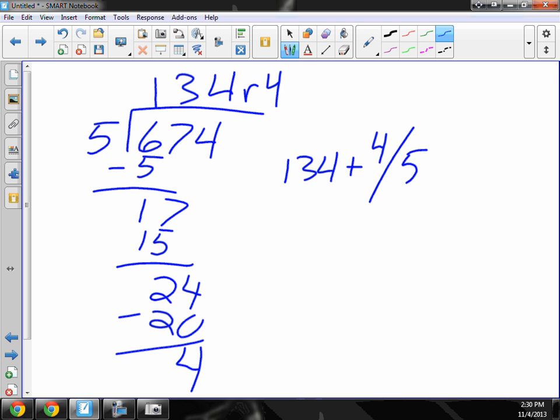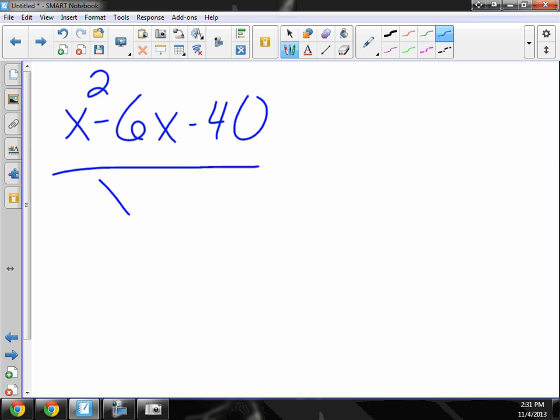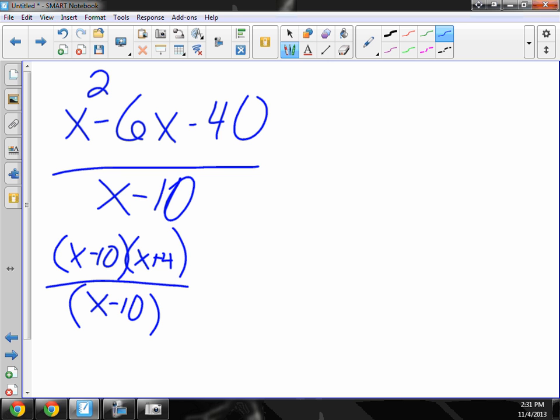Okay? All right. Let's say we had x squared minus 6x minus 40 over x minus 10. We're going to work this problem 3 different ways, one of which will be new. So we can factor this into x minus 10 and x plus 4. So my answer is x plus 4.